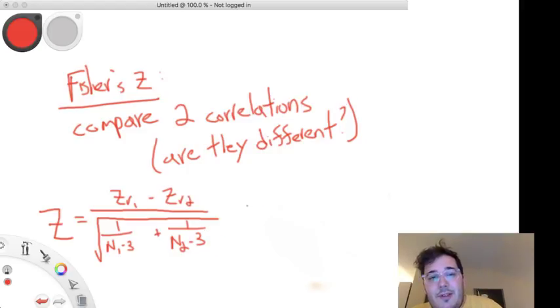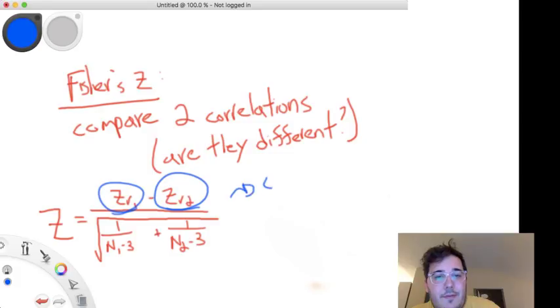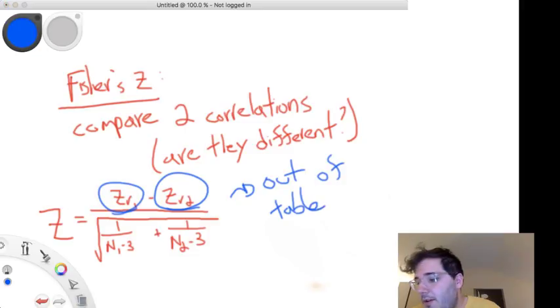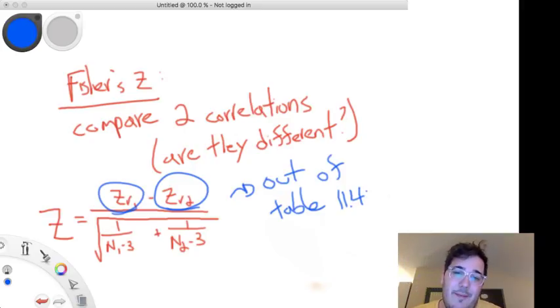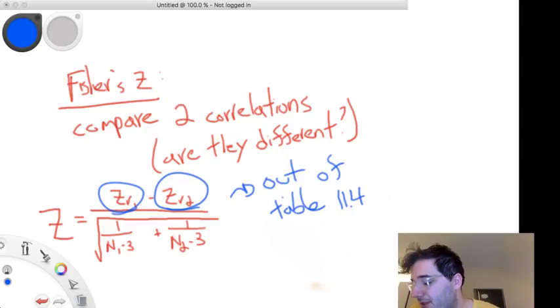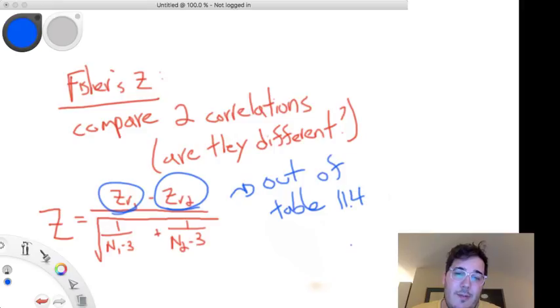So basically, you have to look up some of these values. You have to look up this value and this value out of the table, which is 11.4 in chapter 11. I mean, you could calculate it. It's this crazy calculation with natural logs. You won't have to calculate logs on the test, so don't worry about it.